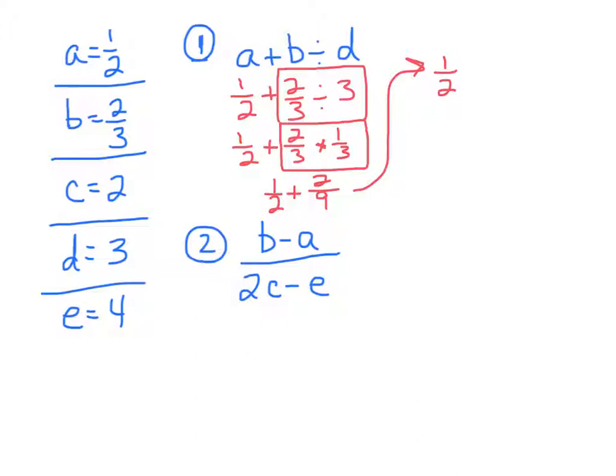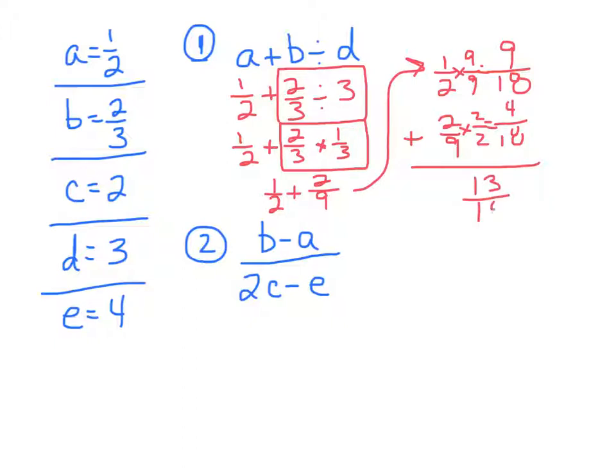I'm going to continue the problem over here. So if I have 1/2 plus 2/9, now I need to find common denominators, and that's going to be 18. I'm going to multiply by 9 over 9 and get 9/18 for the very first fraction, and multiply this by 2 over 2, and I'll get 4/18. Adding those together, my final answer should be 13/18.